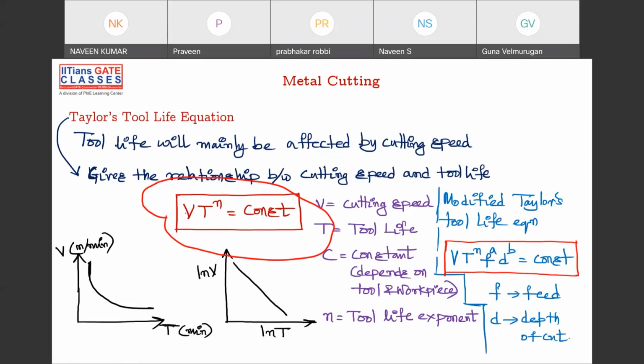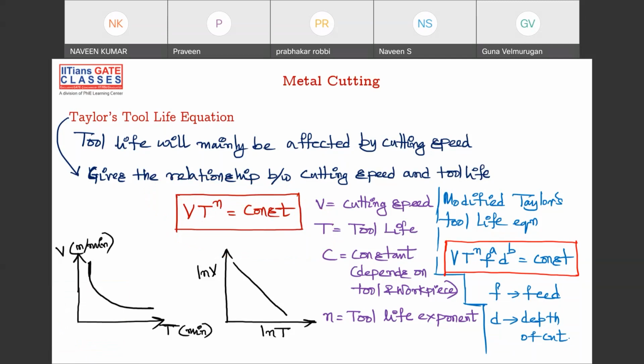V is nothing but cutting velocity. T is nothing but tool life. n is nothing but tool life exponent. C is nothing but constant, that will depend upon workpiece and the tool. Sir, how did he find out that it is V t power n is equal to constant? Is it not V by T? Is it V into e to the power of T? It can be anything, no sir. Why is it V t to the power of n only?